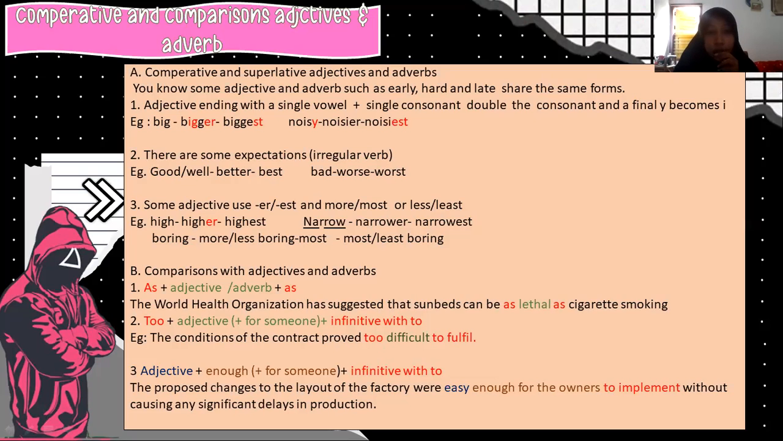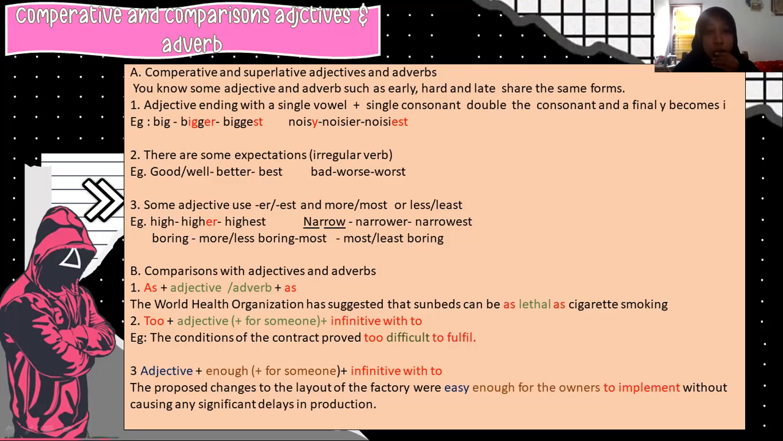Third, some adjectives use er or est, and more or most, or less or least. For example, high, higher, highest. I mean one syllable adjectives, but not verbs. Or two syllable adjectives ending in ow, ly, and er. For example, narrow, narrower, narrowest. And then two syllable adverbs or adjectives ending in ing, ful, ed, and less. For example, boring, more boring, most boring.